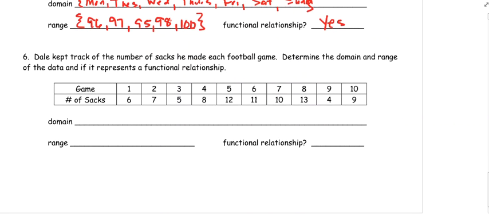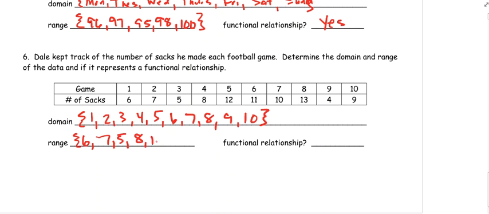Dale kept track of the number of sacks he made each football game. Determine the domain and range of the data, and if it represents a functional relationship. So the domain is 1, 2, 3, 4, 5, 6, 7, 8, 9, 10. And the range is 6, 7, 5, 8, 12, 11, 10, 13, 14, 9. And functional relationship, yes. It's each individual game, no repeating domains.